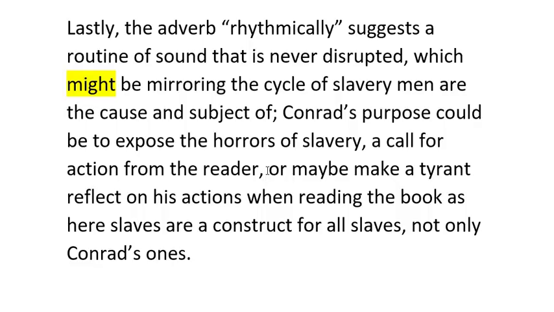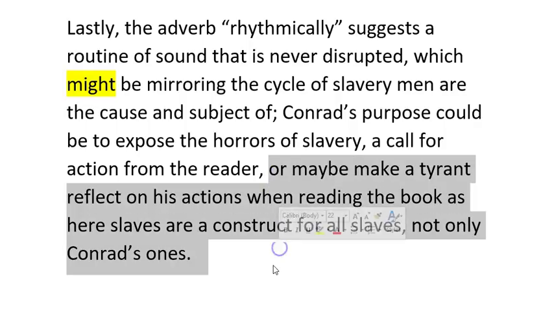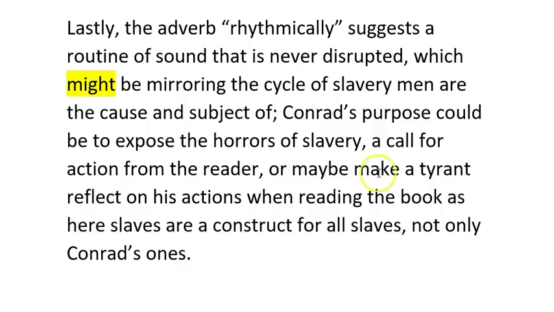She goes beyond perfect with this further explanation here. "Or maybe make a tyrant reflect on his actions when reading the book. As here, slaves are a construct for all slaves, not only Conrad's ones." Okay, so she's suggesting that Conrad has a purpose beyond the actual book. That is a perfect answer, but she's still not finished.